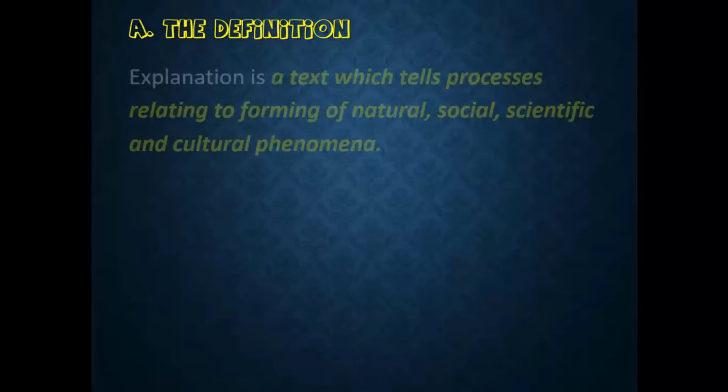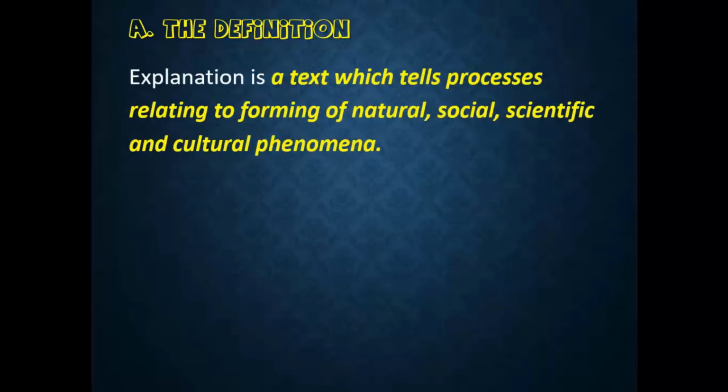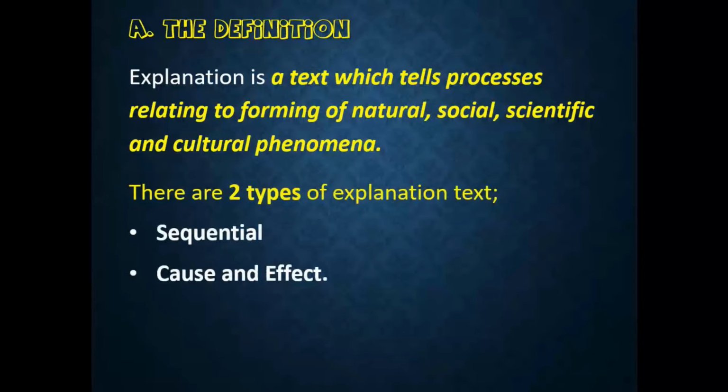Okay, good. The definition of explanation text is the text which tells the process relating to the forming of natural, social, scientific, and cultural phenomena. The text I showed before is about a natural phenomenon because it is the tsunami. And you know, there are two types of explanation texts. There are sequential and cause and effect.